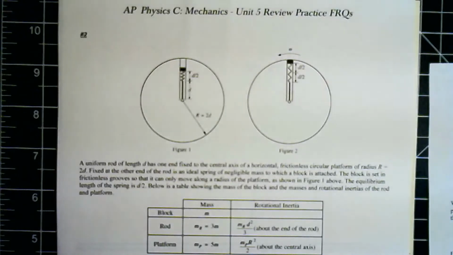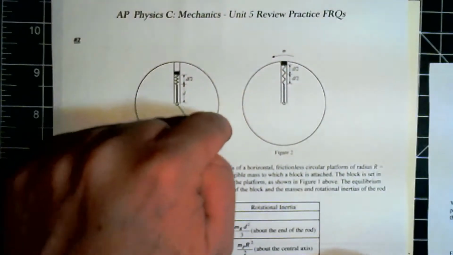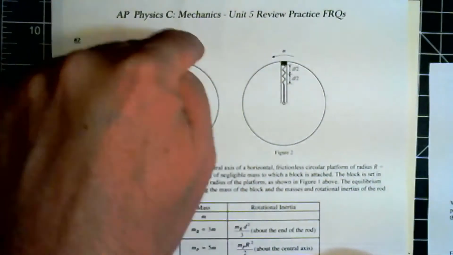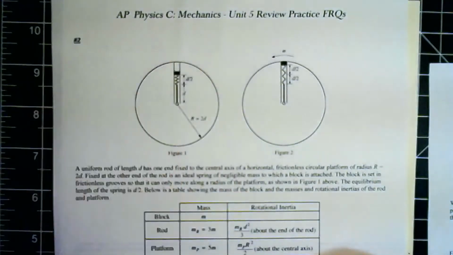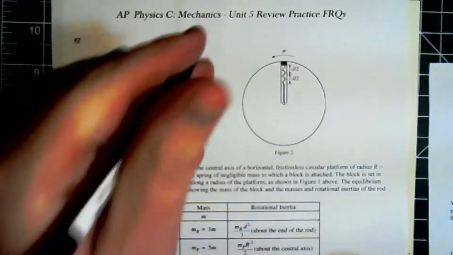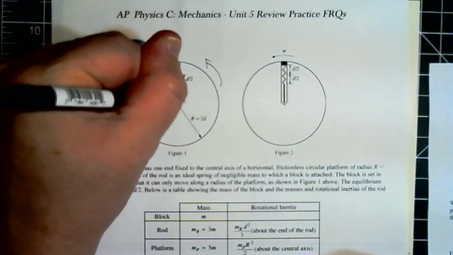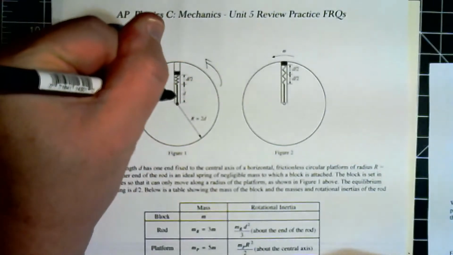Alright, so this question is a little bit confusing on the setup initially, but I think once you understand what's happening, it's not too terribly confusing. So what we have here is a top-down view of a disk that's rotating around. Okay, so this entire platform is going to be rotating.